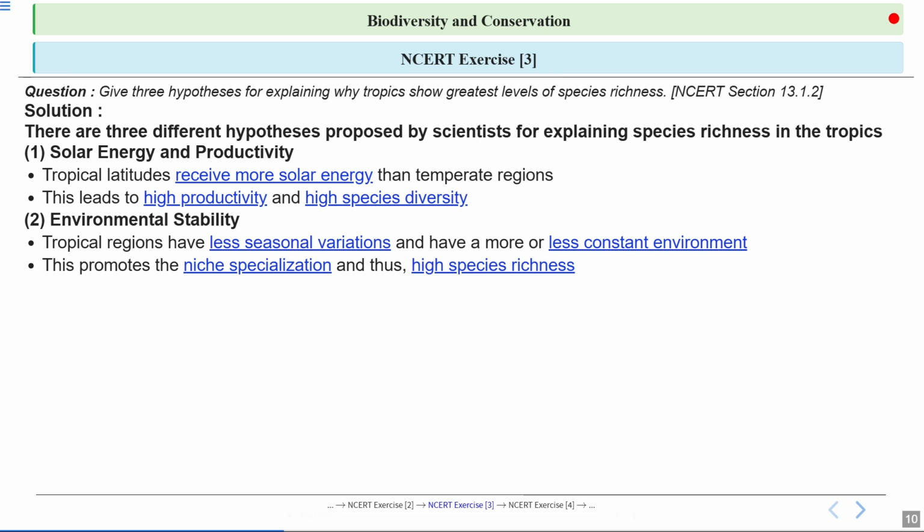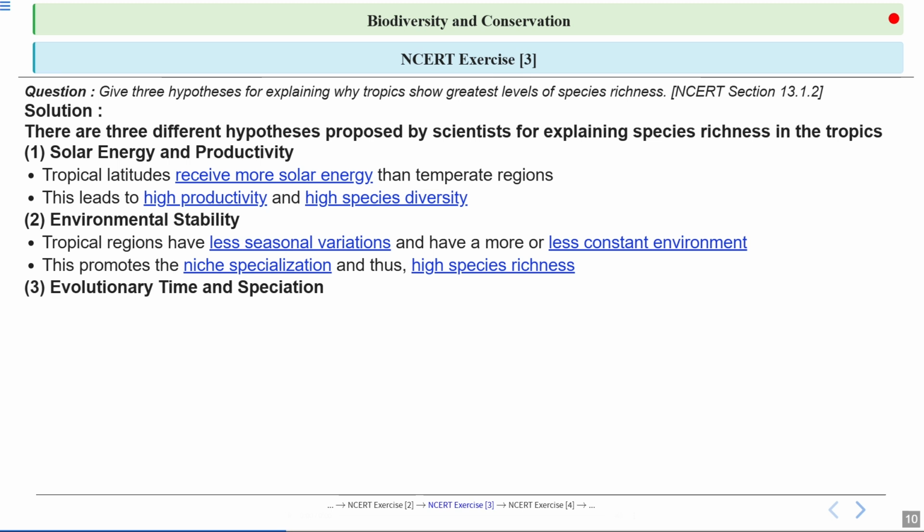Okay, this is clear. So now as you can see, the tropical regions are relatively stable as compared to temperate regions. Then this will promote niche specialization. Clear? And it will thus also promote high species richness. So this specific niche leads to a greater variety of species within that niche. Clear?